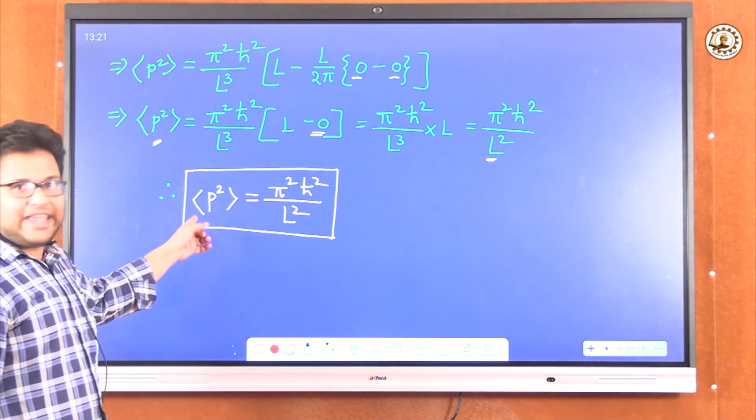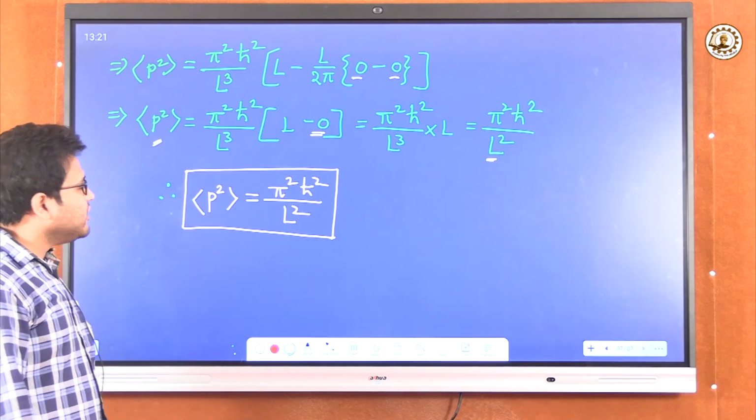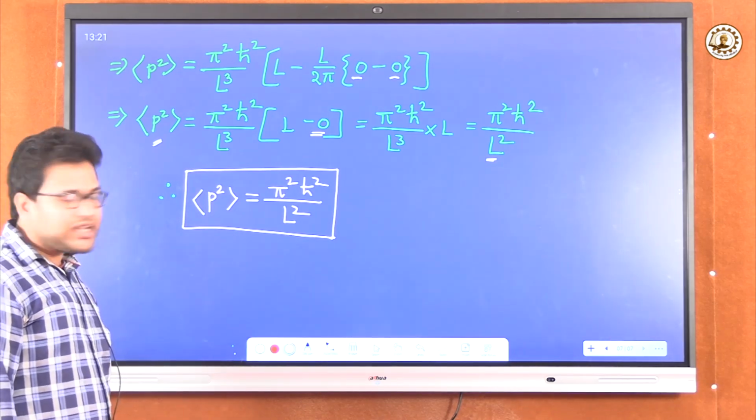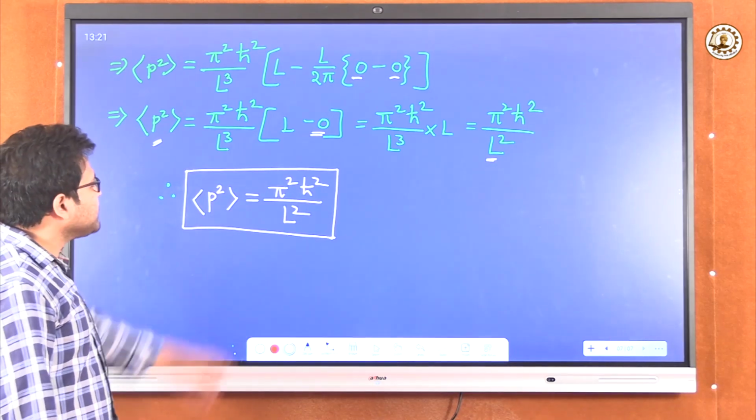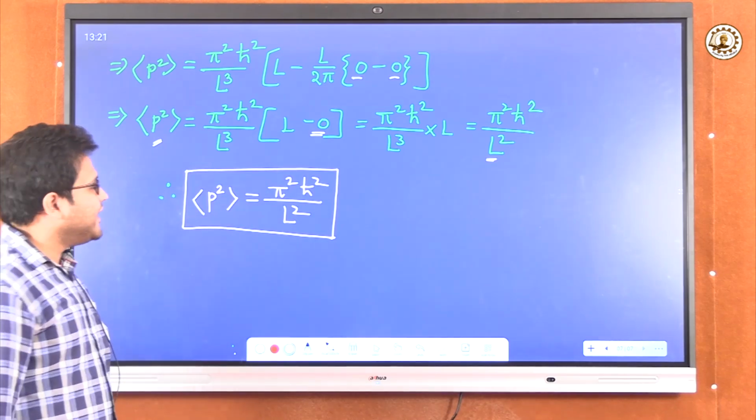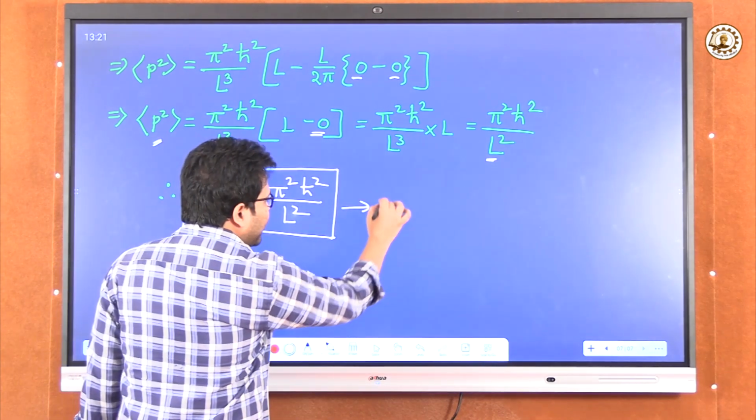So therefore the expectation value of p square for the given wave function psi of x is pi square h star square by L square. It is our required answer.